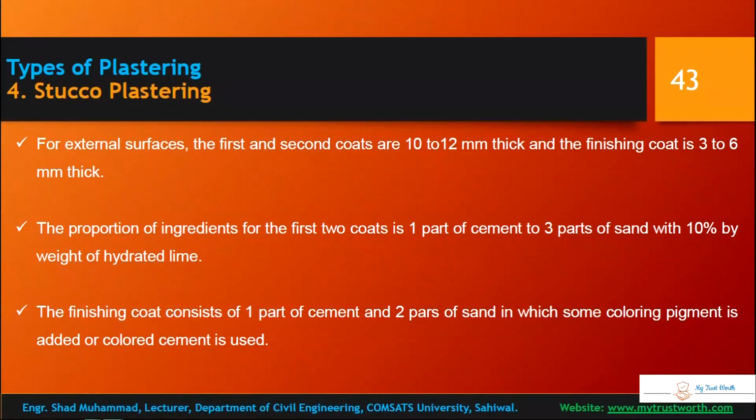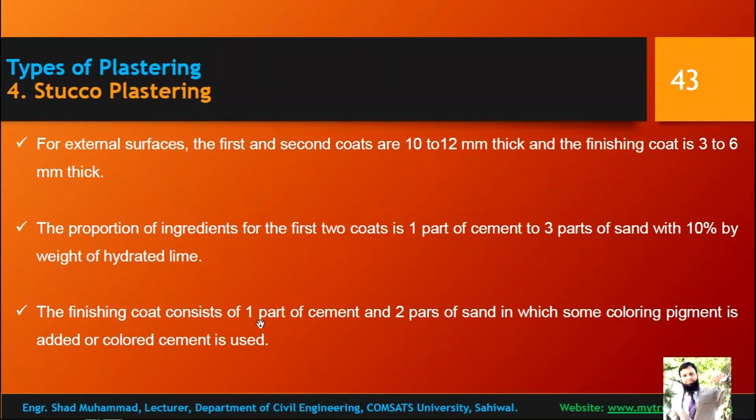For external surface, the first and second coat are 10 to 12 millimeter thick, and the finished coat is 3 to 6 millimeter thick. That provision has been provided here: the first coat needs to be thicker and the second coat needs to be thinner. The proportion of the ingredients of the first two coats is 1 part of cement and 3 parts of sand, with 10% by weight of hydrated lime. And also hydrated lime needs to be applied.